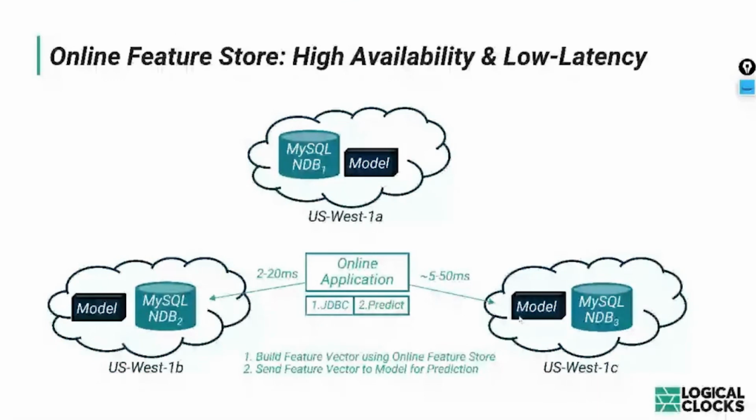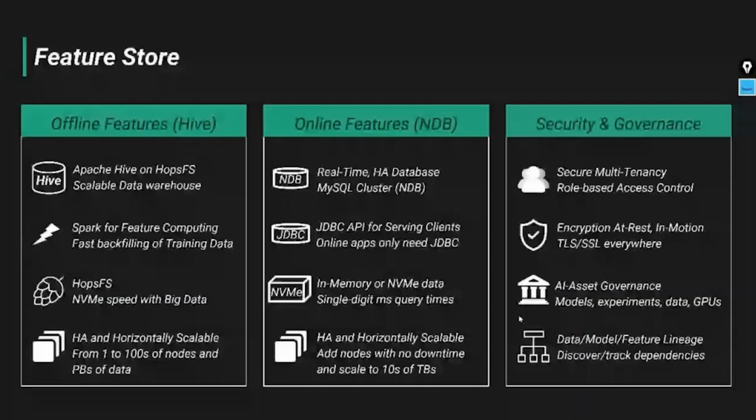So your online application can use MySQL Cluster to build its feature vectors. And then when it's got a feature vector, it sends it to the model, typically over the network. Depending on how many features you need to retrieve, whether you need to join them together or whether it's a simple primary key lookup, that can all happen in between 10 and 50, 60, 70 milliseconds, from when the application has a request, to when it builds its feature vector, to when it actually makes the prediction.